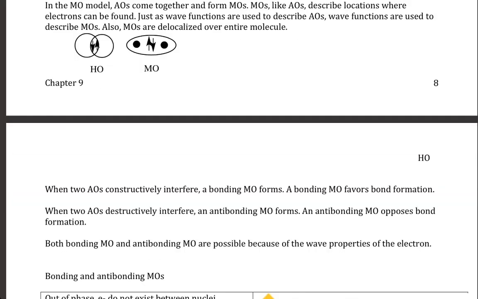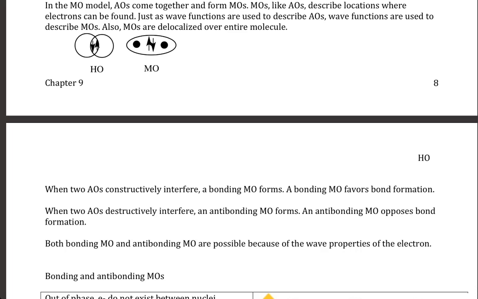In the molecular orbital model, atomic orbitals come together and form molecular orbitals. Molecular orbitals, like atomic orbitals, describe locations where electrons can be found. Just as wave functions are used to describe atomic orbitals, wave functions are used to describe molecular orbitals. Okay, so waves, and that's why we had that little review of waves, enters into this. We won't really deal with it too much. We will just deal with kind of the outcomes of waves interacting.